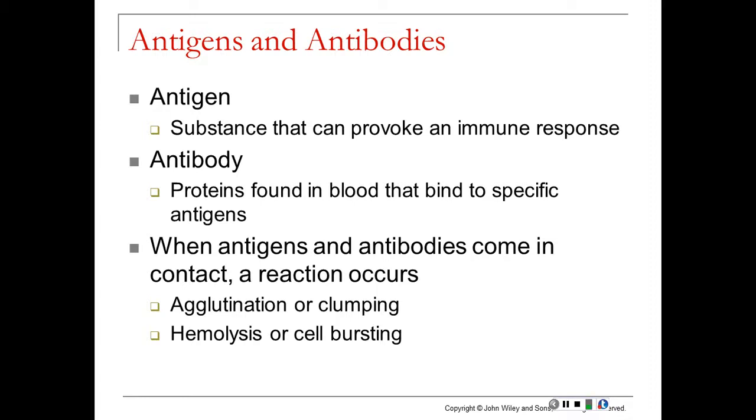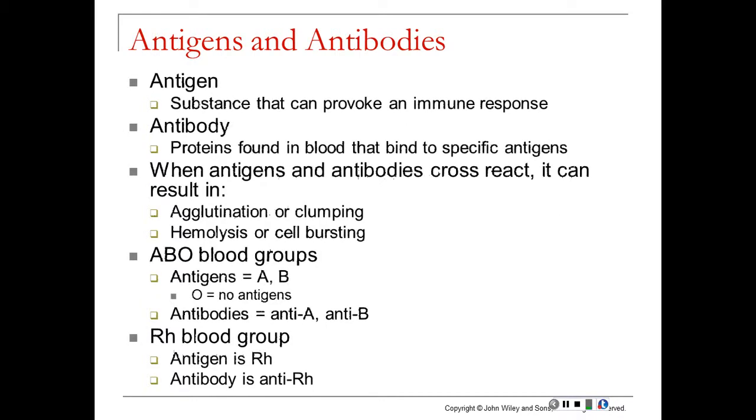An antibody is a protein that's found in blood that binds to specific antigens. So for instance, if you've had a flu shot, you now have those flu antibodies floating around in your blood, and when your body comes in contact with the flu, your antibodies can respond. When antigens and antibodies come in contact, a reaction occurs. It's called agglutination or clumping. That is ultimately going to cause hemolysis or the bursting of the cell.